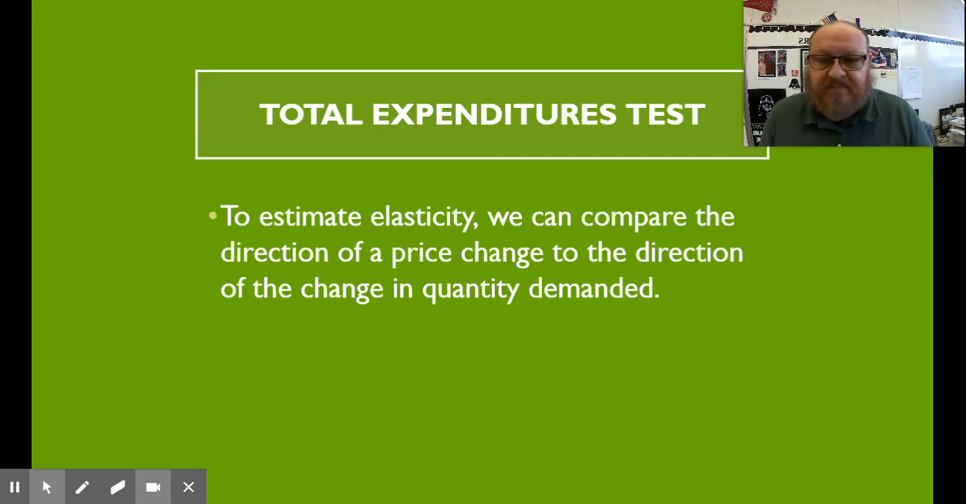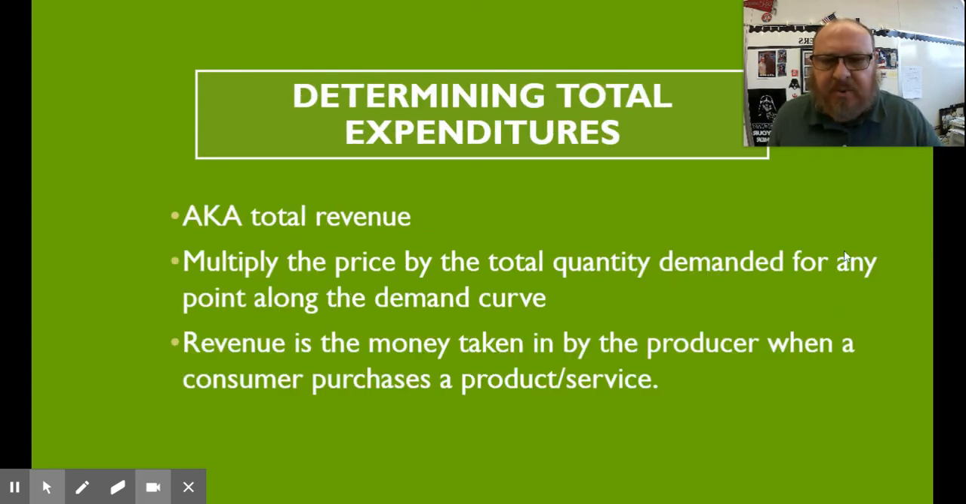So one way that we can estimate elasticity is to compare the direction of price change to the direction of quantity demanded, okay? So again, I'm going to be saying total revenue because that's what I'm used to, okay? So basically to determine total revenue, you have to multiply the price by the total quantity demanded at any point along the demand curve. Okay, we'll see some examples of that.